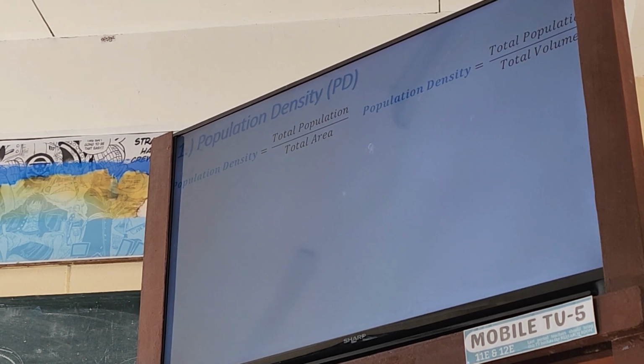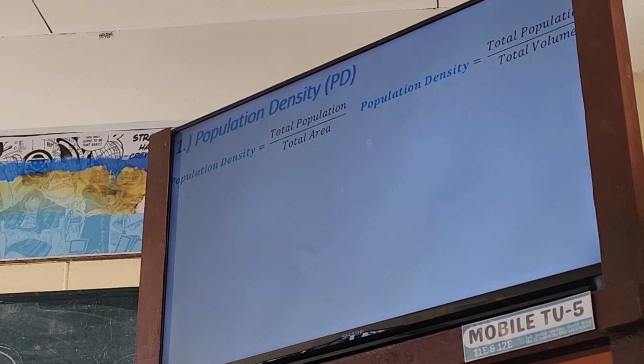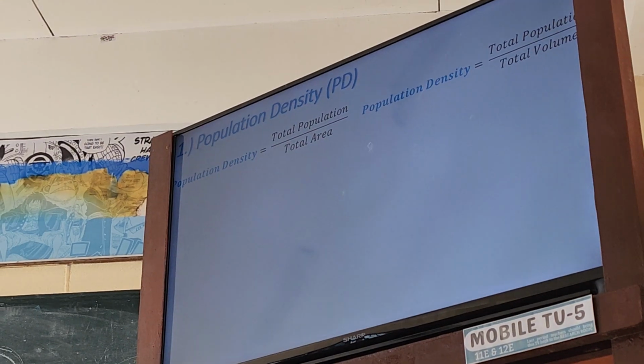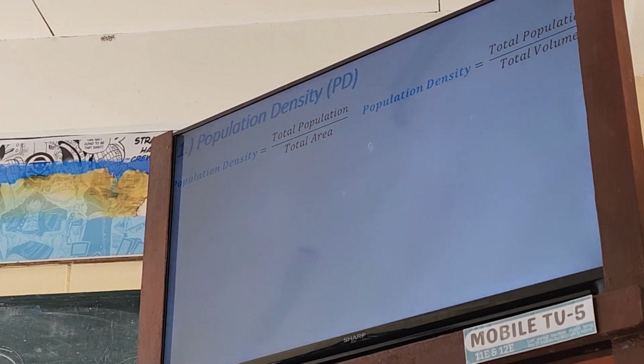Let's start with PD. Population density has 2 formulas, depending on what type of species you're observing. If it's terrestrial or immobile, you use total population over area. But if you describe, for example, a school of fish, you would use the total population divided by volume. Clear?